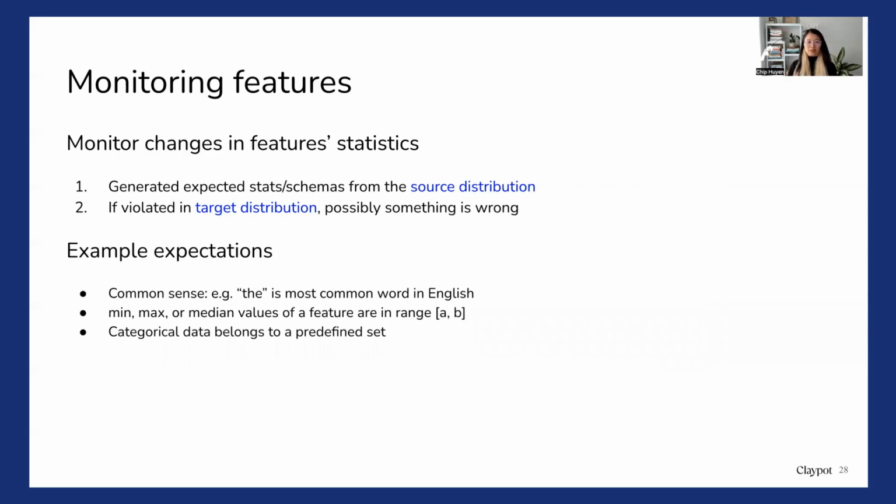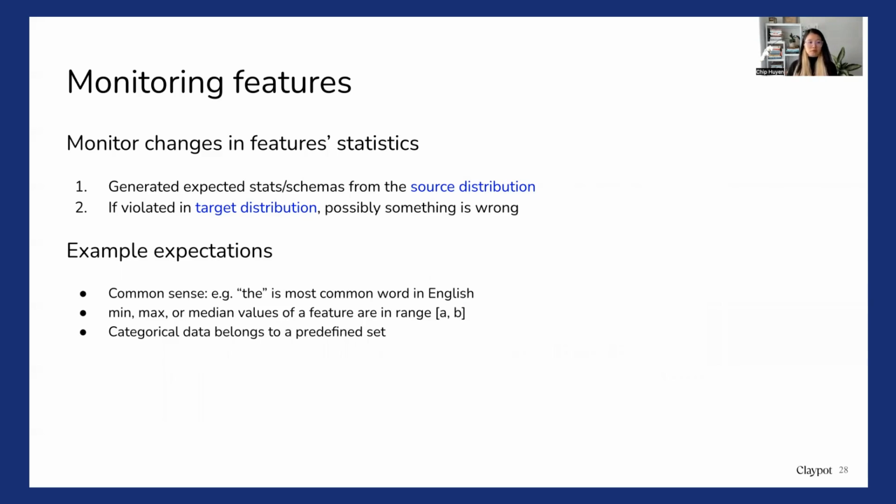These are expectations, but they don't have to be just means and variance. They can be other expectations. For example, if we know that "the" is the most common word in English and you're doing NLP, you might want to monitor the count of "the" you encounter in production, and if "the" is no longer the most common word in production, then you might say, wait, something is happening.